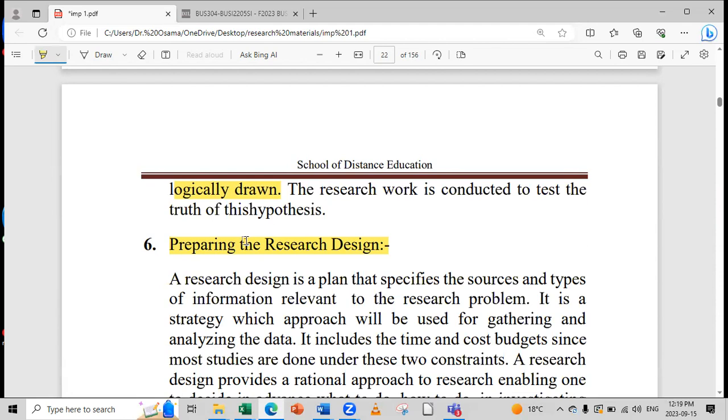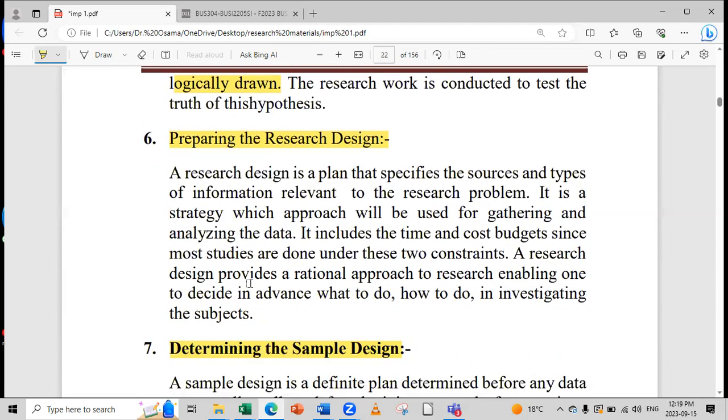Logically means what affects what? Can I say that the headache caused me to walk in the sun, because I have a headache, so I went and ran in the sun? No. But logically I say, when I walk in the sun too much, I had a headache. So the word logic here means cause and effect. Cause and effect. Okay. A research design is a plan that specifies the sources and the types of information relevant to the research problem. What I will do?